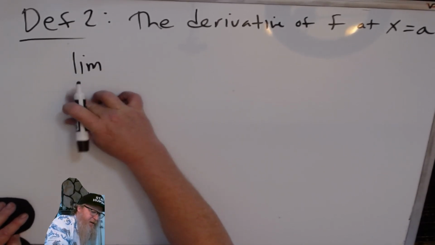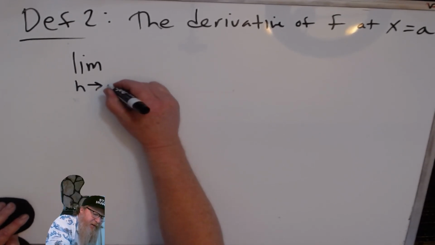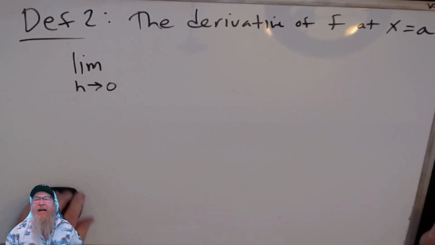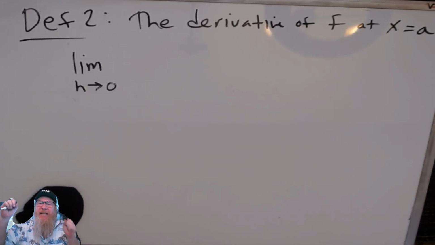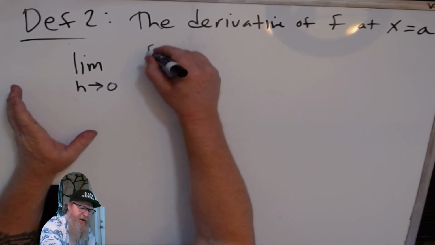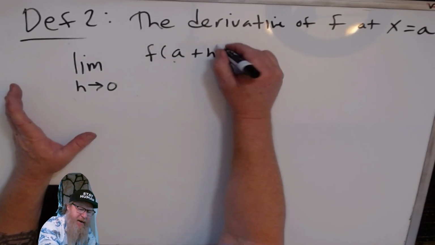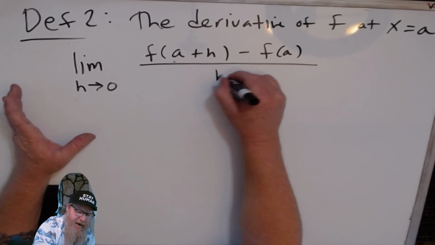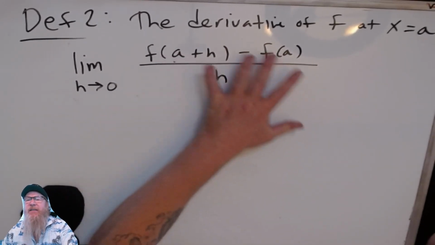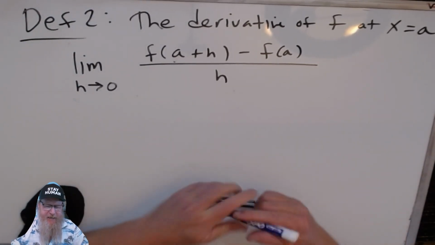Instead of the limit approaching a, we can use the concept of the secant line. Remember, the secant line was f of a plus h minus f of a over h. This is also known as the difference quotient or the slope of the secant line.